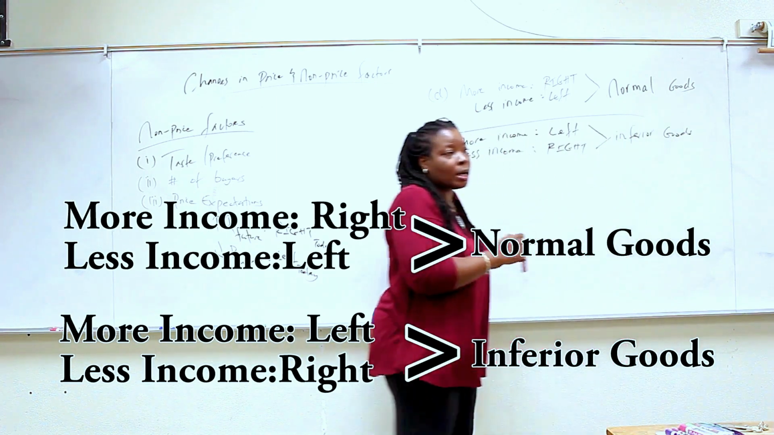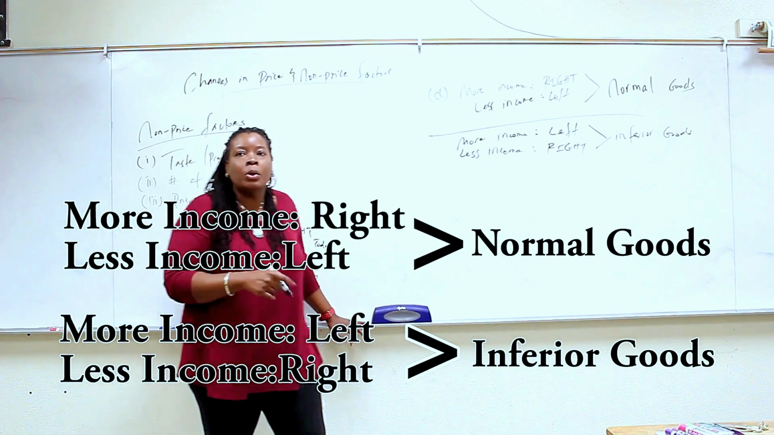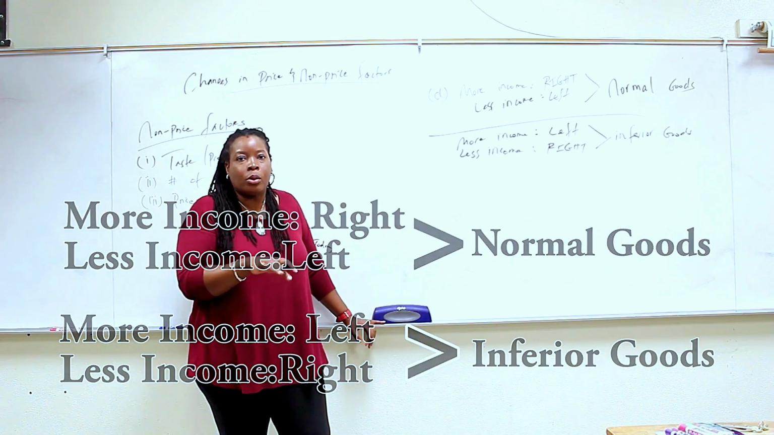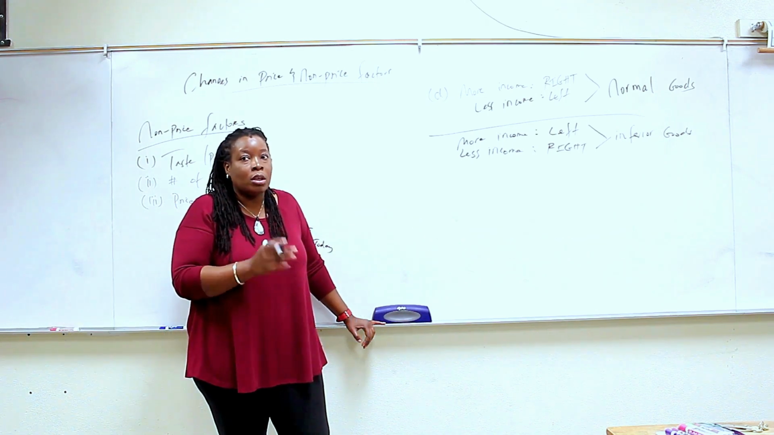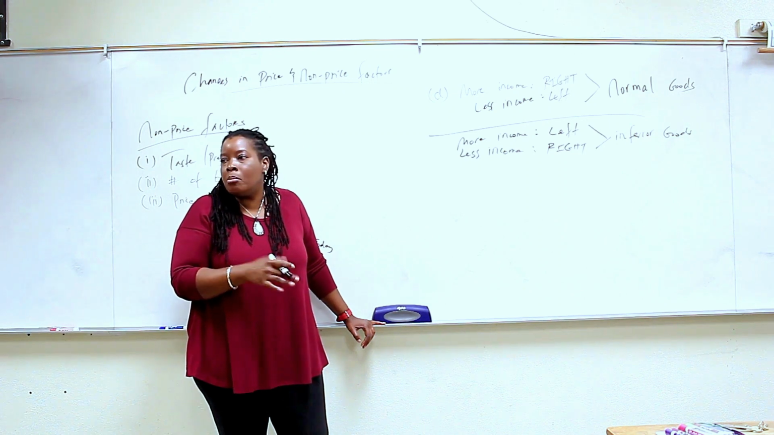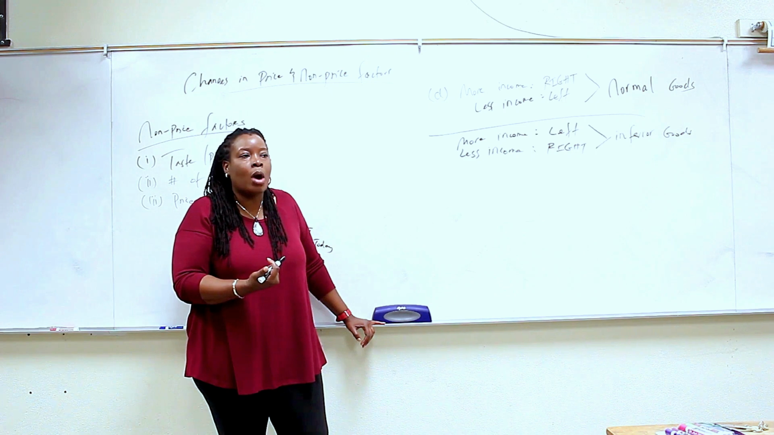So watch the income variable. It matters what type of good we have. There's some goods where when you get more income, you buy more of them. Less income, you want less of them. Those are normal goods. There are other classes of goods called inferior goods, where when you get more income, you actually want less of them. And when you get less income, you want more of them.